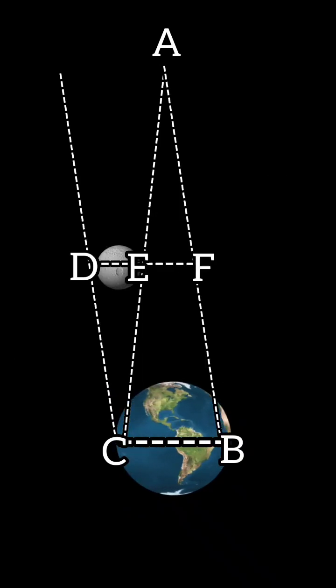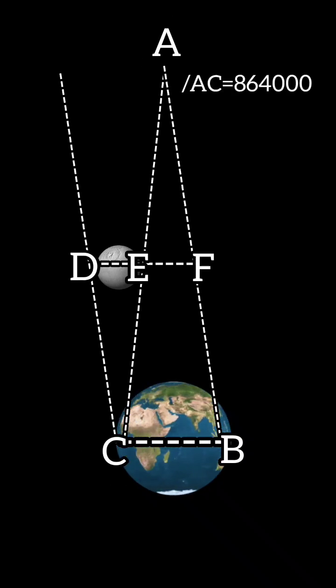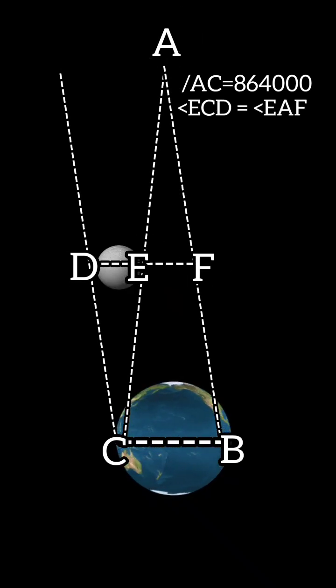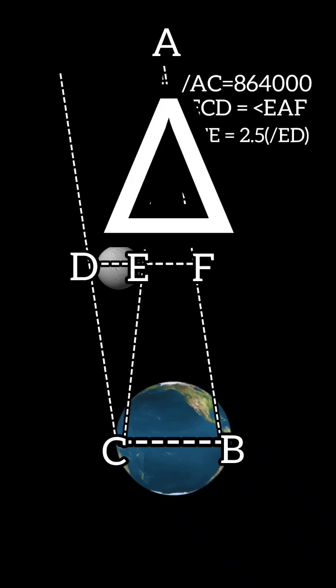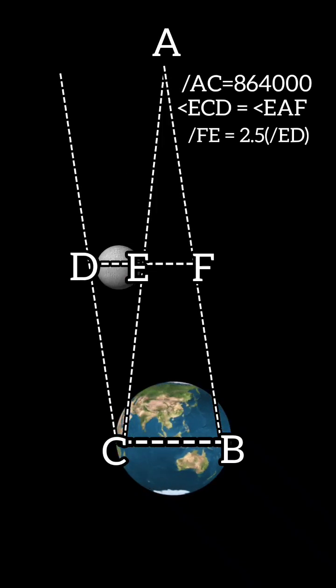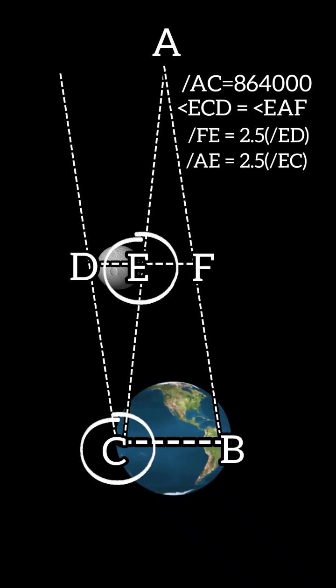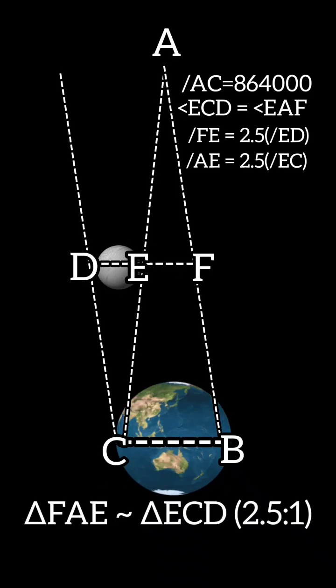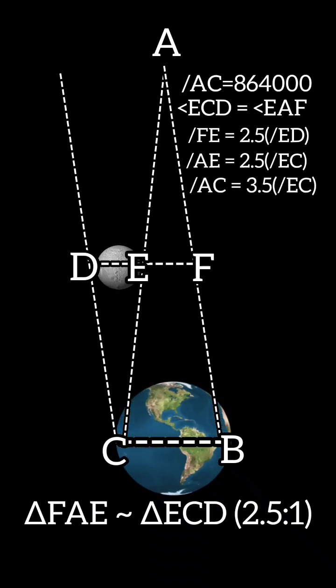Okay now, so what do we know? We know that segment AC is 864,000 miles. We know that angle ECD is the same as EAF. And we also know that length FE is 2.5 times that of ED. And when we consider the rule of similarity between triangles FAE and ECD, we can conclude that length AE is also 2.5 times the length of EC. And with the ratio of 2.5 to 1, we can conclude that length AC is 3.5 times the length of EC. Now we're ready to make our final calculation.